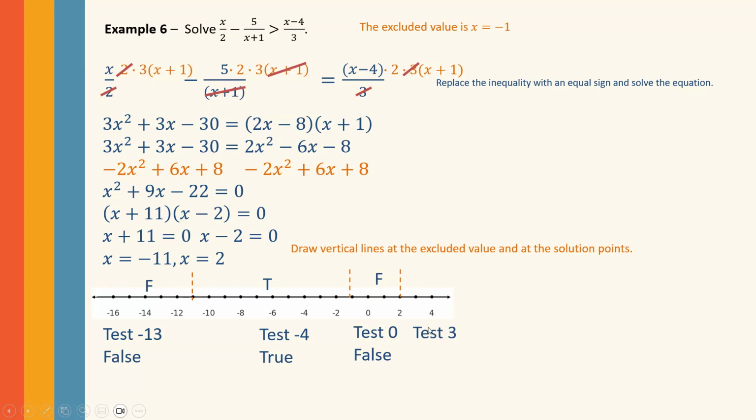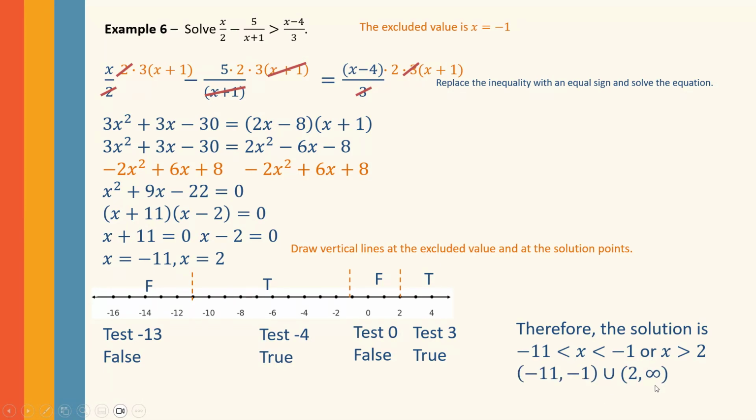And then testing something on this last interval, I used 3. If I substitute in 3, I get a true statement. So then our answer is this interval between -11 and -1, and then also this interval here, everything greater than 2. And here's how we would write that in interval notation.